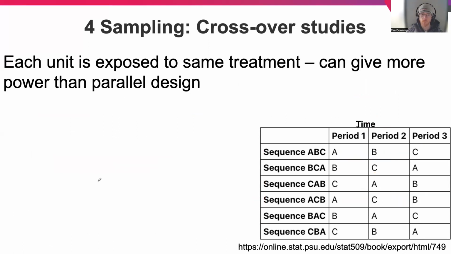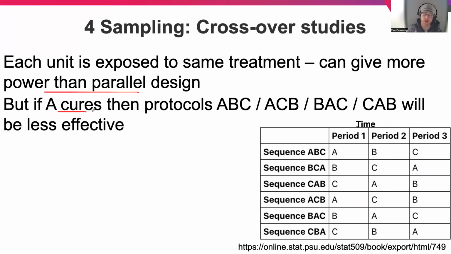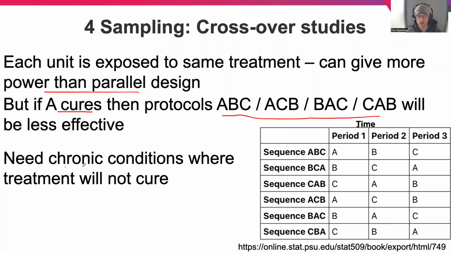So this can usually give more power. However, if A is really effective, or B or C, then the treatments that follow, ABC, ACB, and so on, will be less effective, and we might lose that information. So that is often where we're treating, let's say, chronic infections, where the treatment will help but it's not going to be a cure. That's where this is most effective.